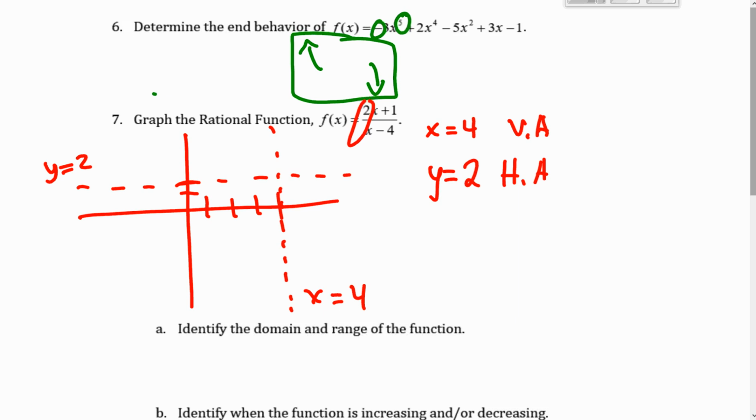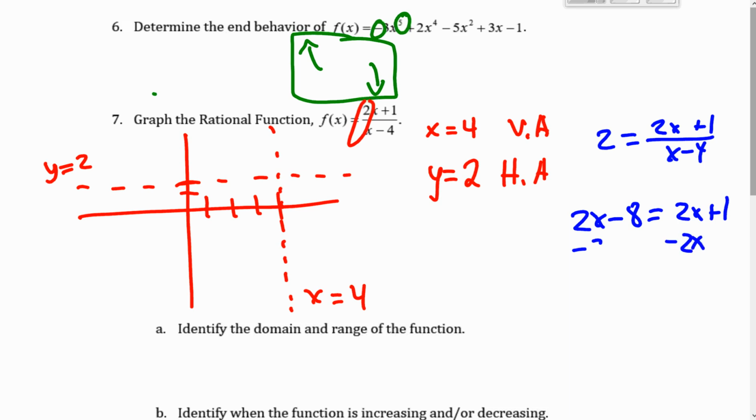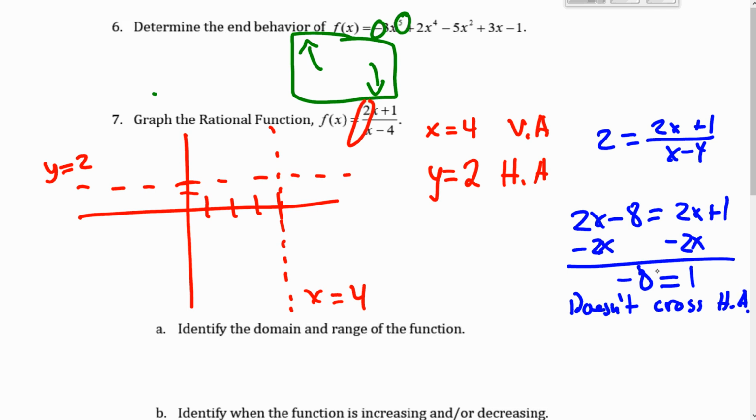Now I can just plot points, right? Actually, let's test to see if we get 2. If I plug in 2 for f of x, so 2 equals (2x plus 1) over (x minus 4). Multiply both sides by the denominator. Distribute the 2, so I get 2x minus 8 equals 2x plus 1. Now I solve for x to see if it crosses my horizontal asymptote. Notice that my x's are exactly the same, so they're gone. So I get -8 equals 1. So it doesn't cross the horizontal asymptote, because I didn't get an x equals something. So I know it's not going to cross that.